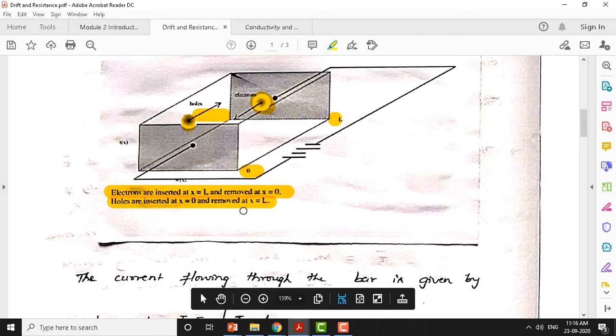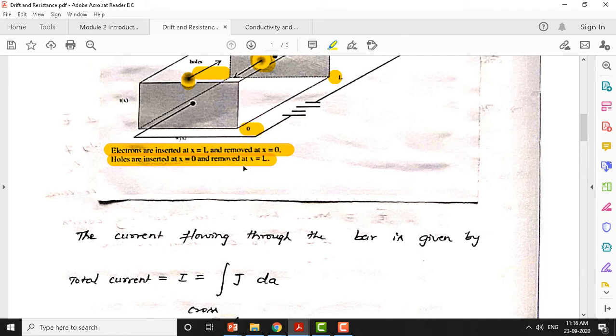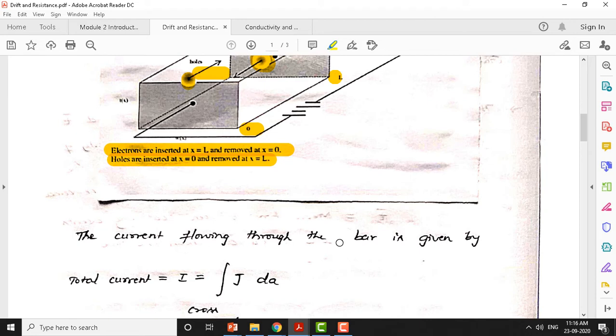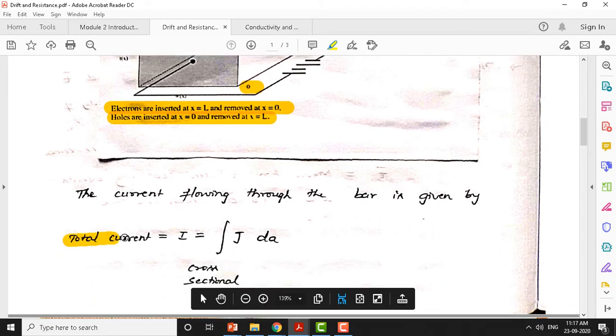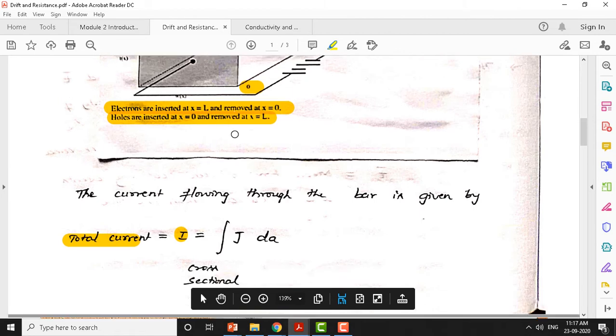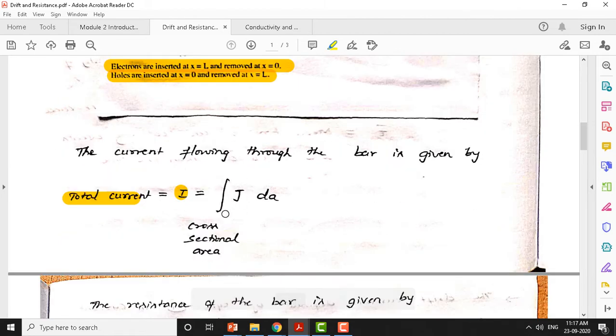Now let us calculate the current flow through this bar. As we said, the hole motion is in the same direction as the current. The current flow through the bar is given by the total current, which we indicate as capital I, and it is an integration over the cross-sectional area of this box. Current density is the current per unit area. If you integrate all these current densities over the entire box, that integration over the area gives us the total current flowing in this semiconductor bar.